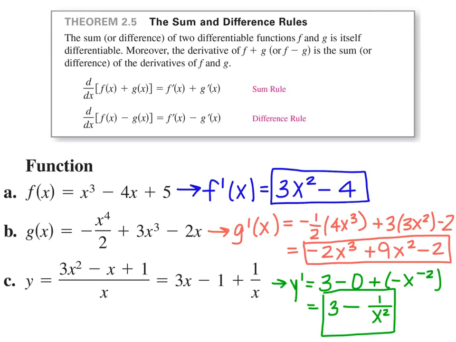And then I have this last function here, y is equal to this function, which I'm actually going to simplify first. So I'm going to divide everything by x, and I have 3x minus 1 plus 1 over x, which is the same as x to the negative 1. And so now I have y prime is equal to the derivative of 3x, which is just 3. The derivative of negative 1 is 0, so it's minus 0. And then the derivative of 1 over x, or x to the negative 1, is going to be negative x to the negative 2 power, which, if I simplify it down, is 3 minus 1 over x squared.